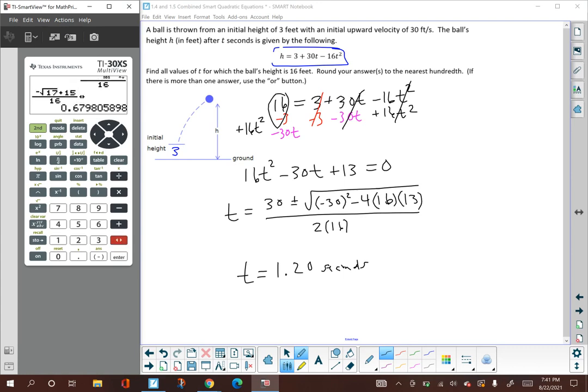Okay, and then the other answer is 0.679. So that's going to be 0.68. Wow, it does not like it when I write words. Sorry, 0.68. All right, so those are our two answers. In this case, both answers make sense. You're throwing, 3 foot high, you're throwing a ball. It hits that height of 16 feet on the way up and then again on the way down. So that's the reason we have two answers that make sense here, is because we're throwing it up. So it does hit that height twice.